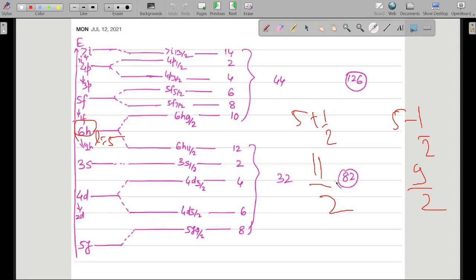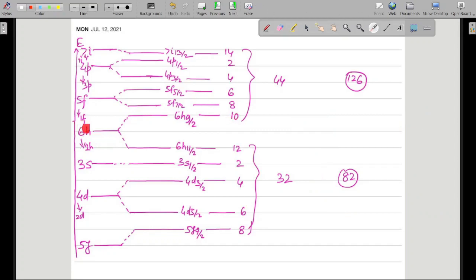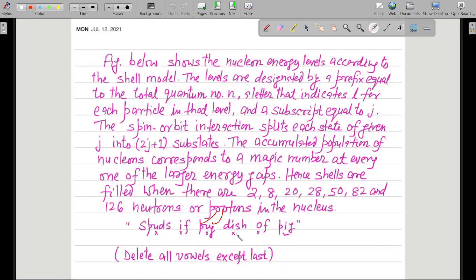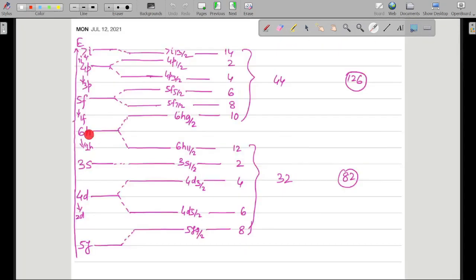Okay, so there will be huge energy difference over here then. So 6H 9 by 2 will go into another shell because magic number has been encountered. So 2 into 9 by 2 plus 1, that is 10. Okay, then what will happen? Then after 6H, what do we have? We have 5F. How? According to that trick. According to this particular trick, after 6H we have 5F.